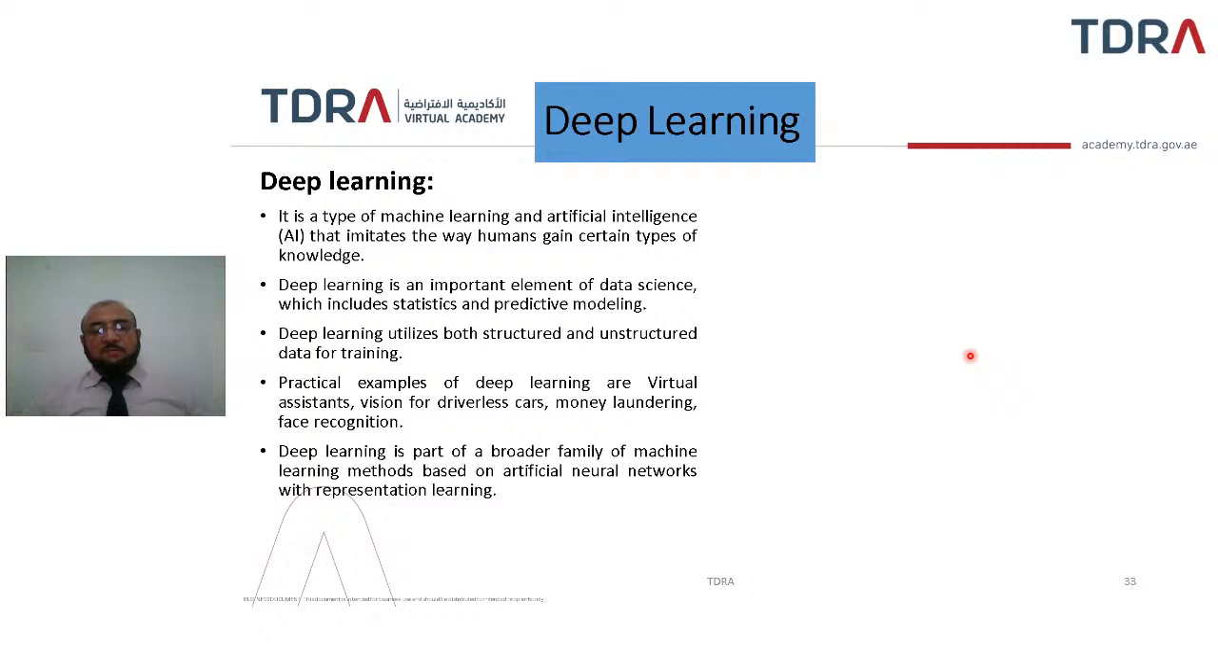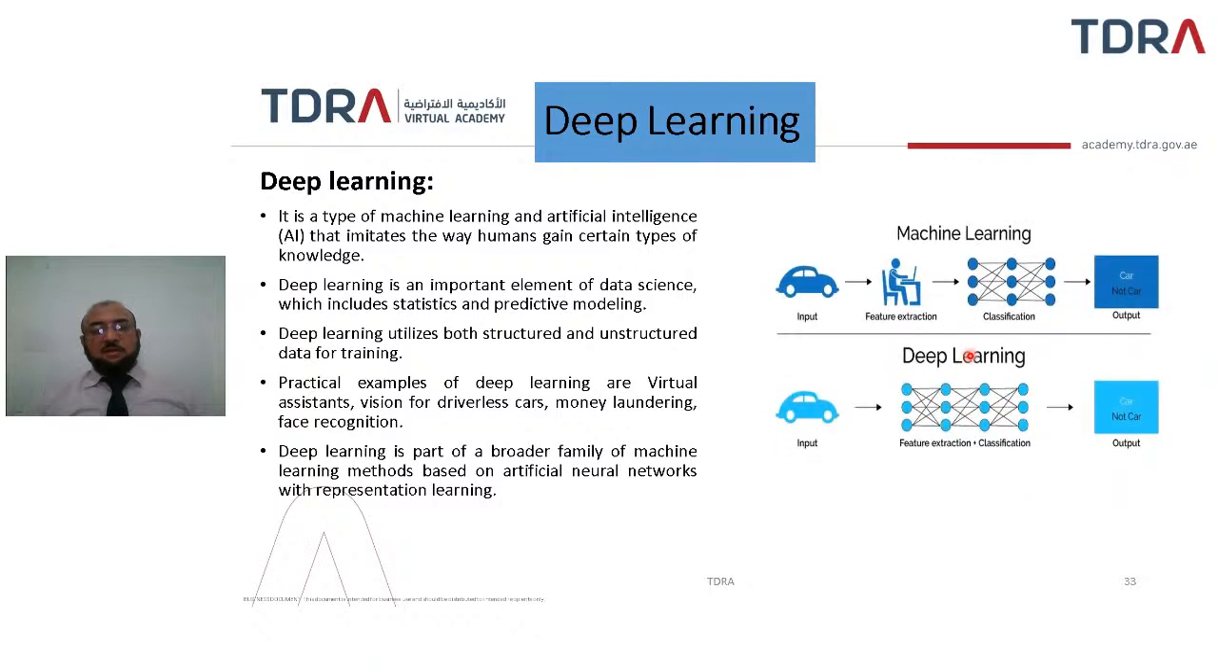Deep learning is part of a broader family of machine learning methods based on artificial neural networks with representation learning. For example, here in machine learning, there's a classification technique based on the features.